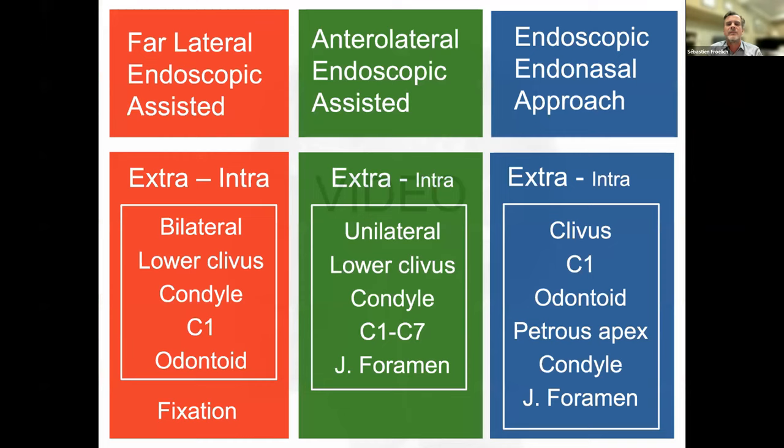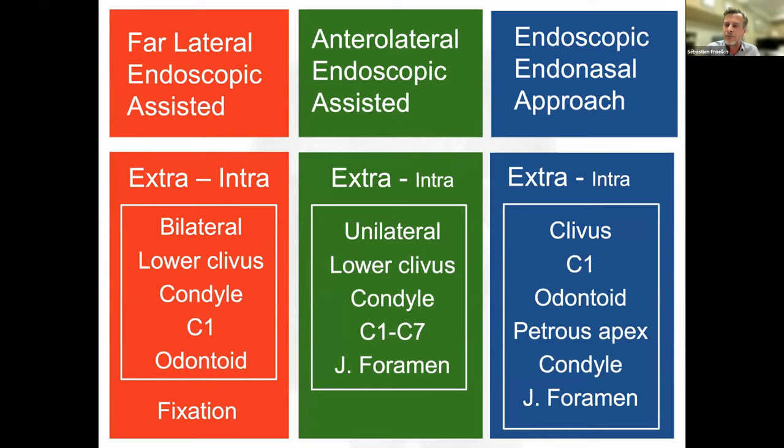Far lateral endoscopic assisted, it's nice for extra and intradural tumor when it's going bilaterally, lower clivus, condyle, C1, odontoid. When it's going below the odontoid process, it's not so great of an approach. Anterolateral is better. Main advantage, you can fix during the same stage.